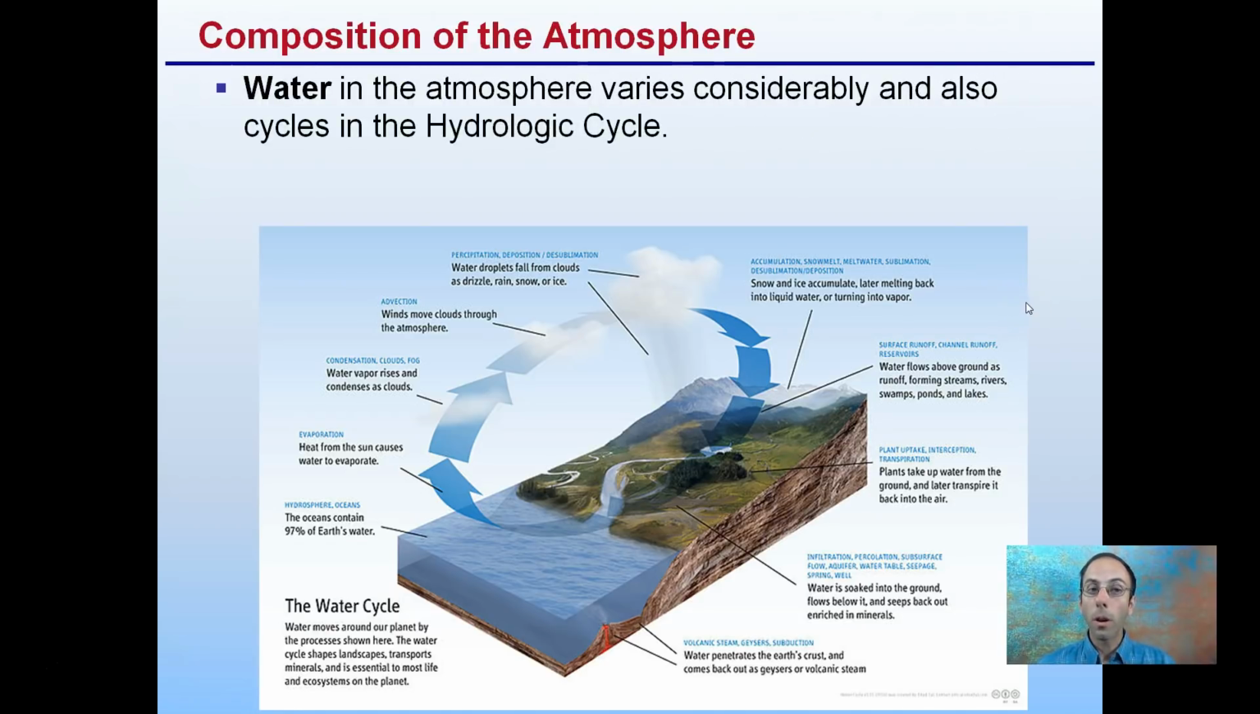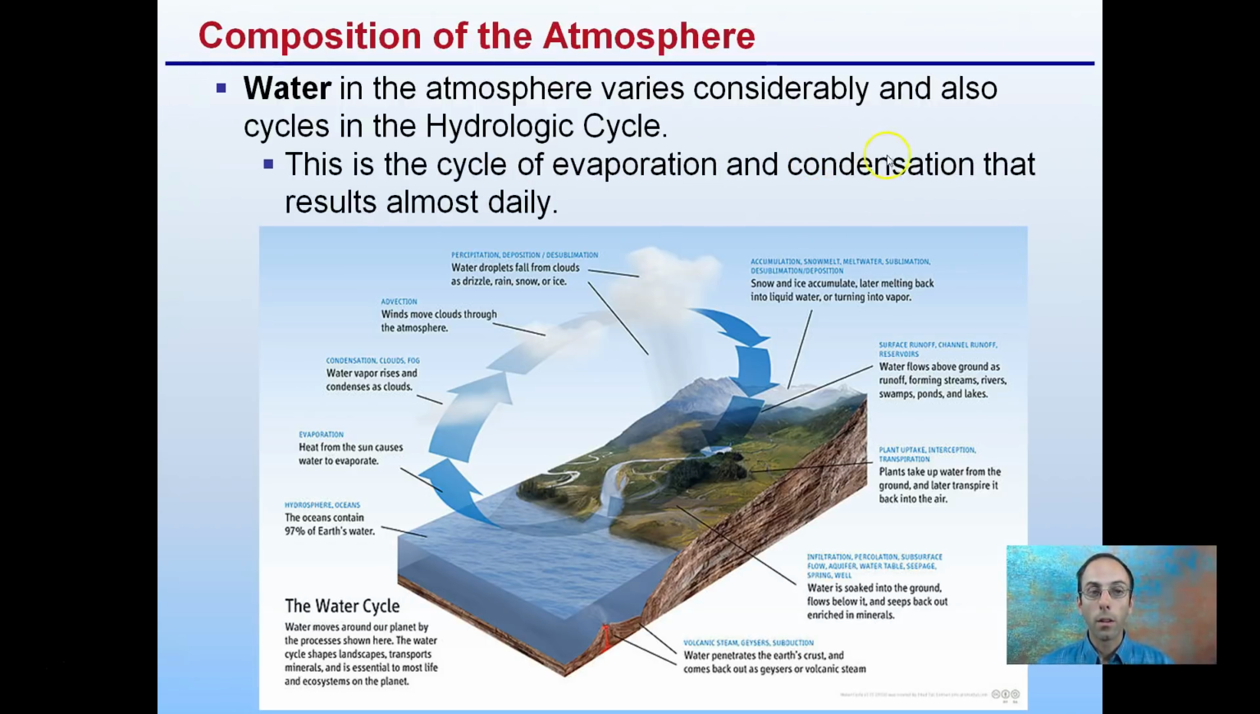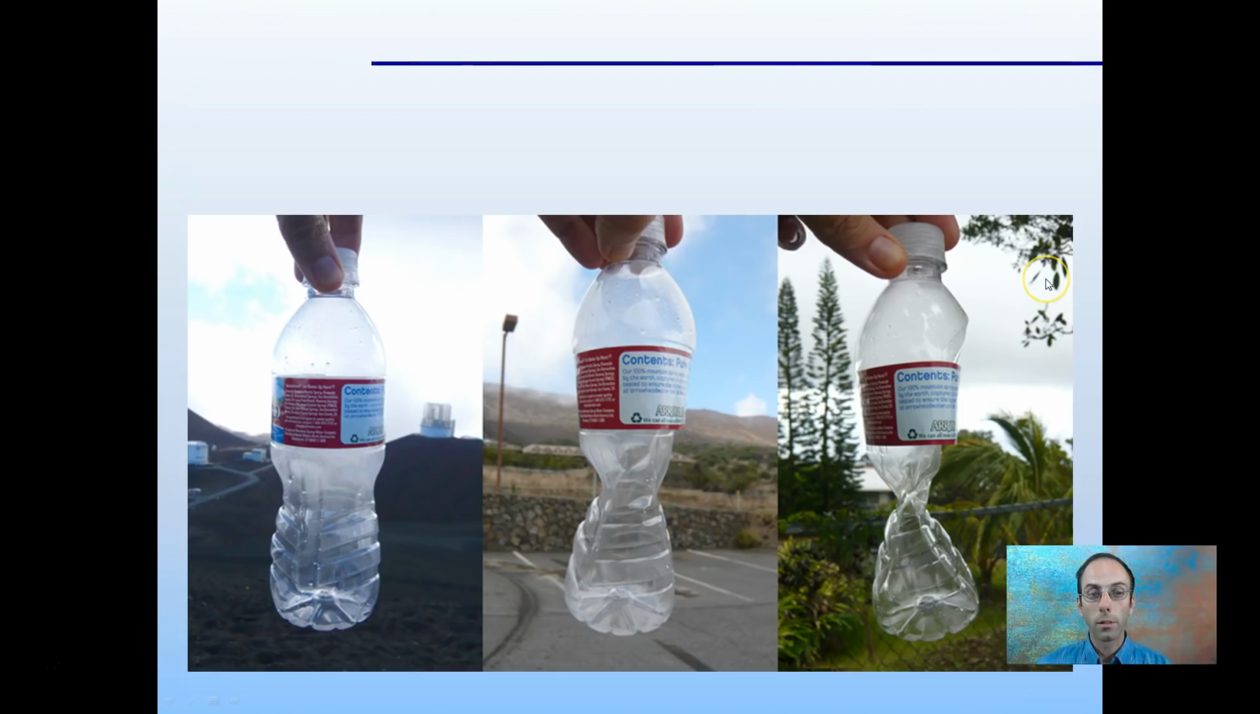In the atmosphere, we have water, which varies considerably and also contains the hydrologic cycle. This cycle is the evaporation and condensation that results almost daily. We see that water cycle here: evaporation of water, condensing of water, precipitation, and that water cycle repeating.